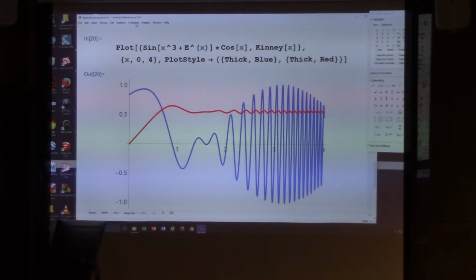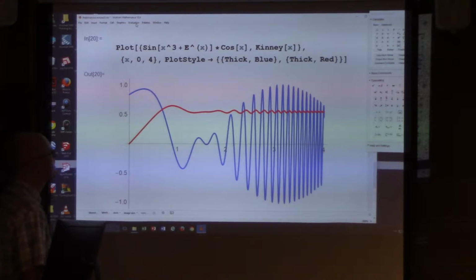Oh, there we go. Wow. The red graph is Kinney of x. The blue graph is its derivative, which is even more interesting. It's the derivative of Kinney of x. That's an interesting thing. Okay. It is the derivative of Kinney of x, right?